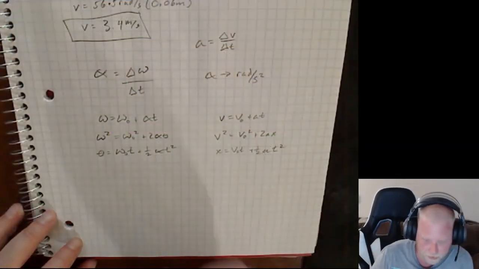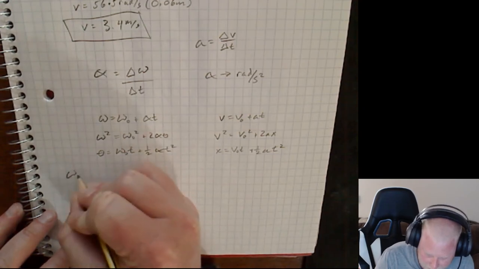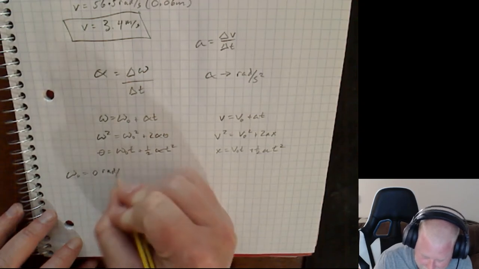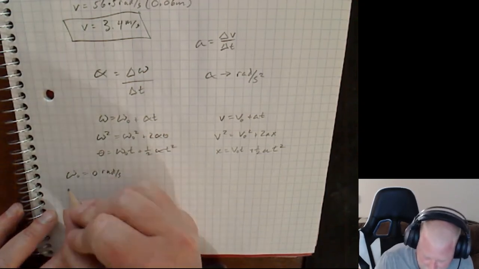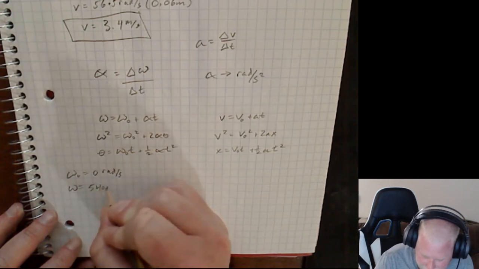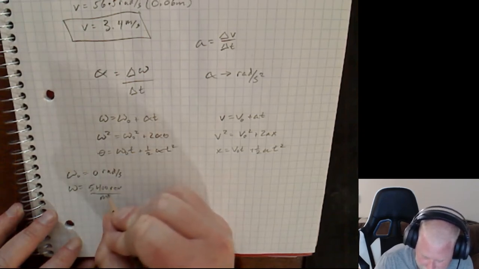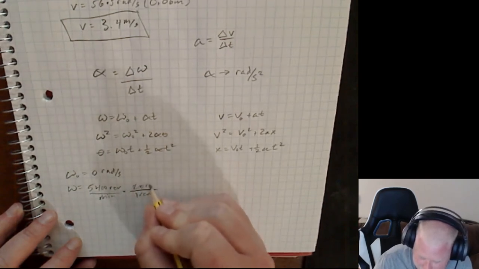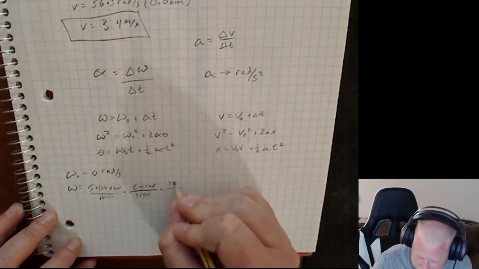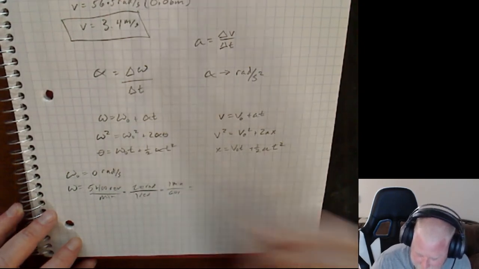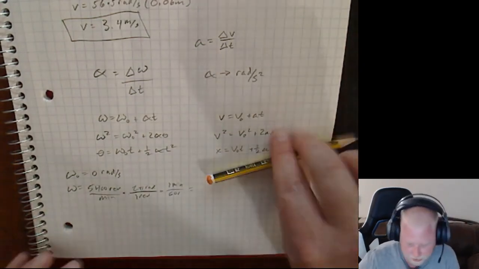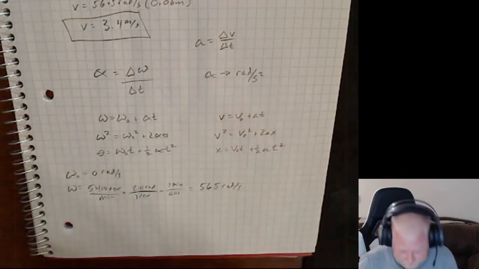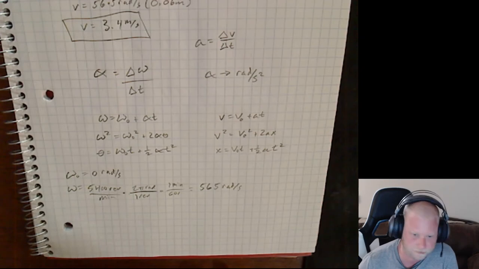Alright, so we know that our initial angular velocity is 0 radians per second. Right, it starts at rest. Our final is 5,400 revolutions per minute. And again, 1 revolution is 2 pi radians, and 1 minute has 60 seconds. Which gives us 565 radians per second.